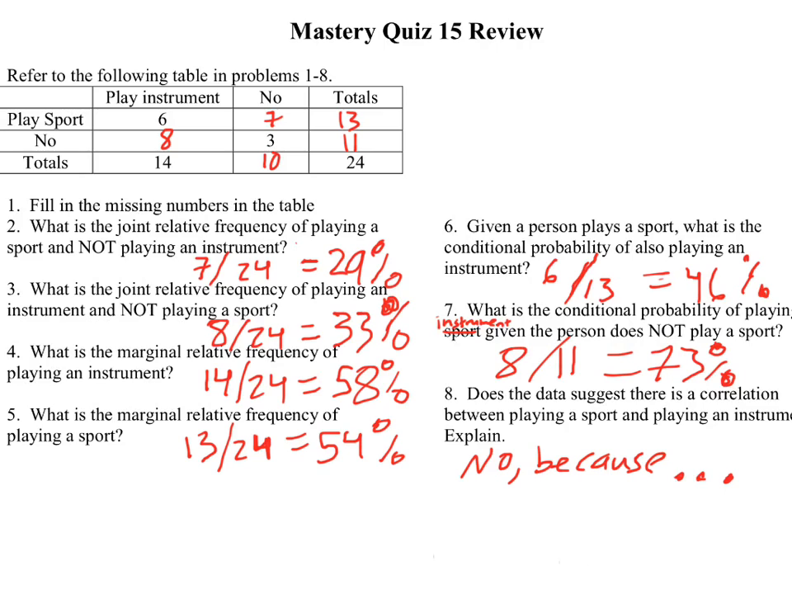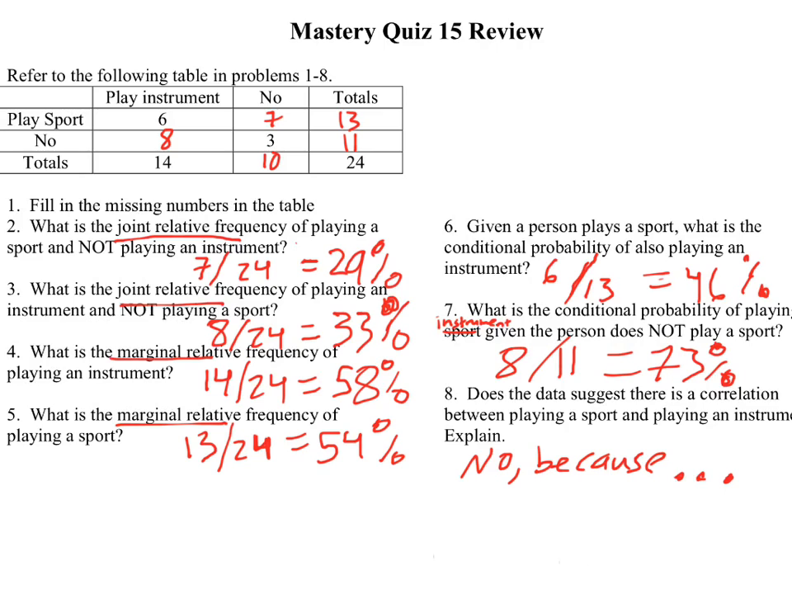In this next part, you've got to get joint relative frequencies and marginal relative frequencies. Anytime you have a joint relative or marginal relative, you're going to divide by the grand total, which is the 24 right there. So just by default, you divide by the grand total, and then you just have to figure out what number goes on top. And that's where you actually read the problem.